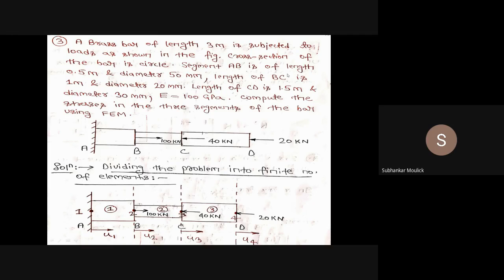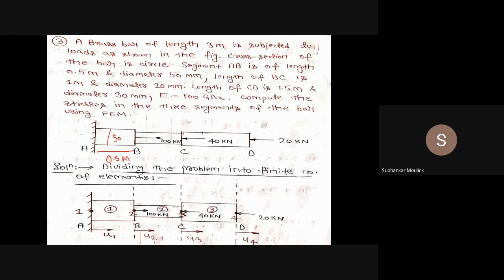The segment AB is of length 0.5 meter and diameter is 50 mm. If diameter is given to you, that means it is very clear that the cross section of this bar is a circle. Okay, so what is given to me? This length is 0.5 meter. And the diameter, that means this part, is 50 mm.